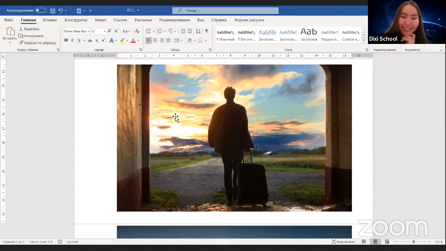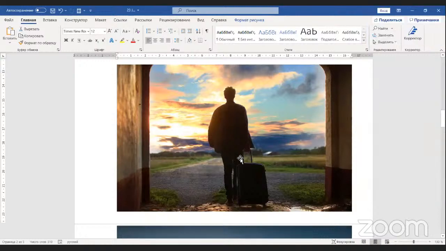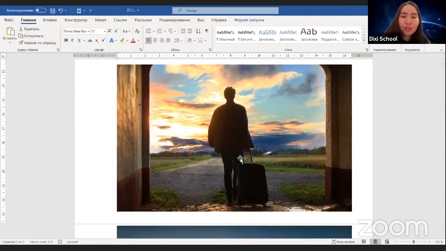So this is because your thoughts are quite messy. You're panicking. Don't do this, as I have mentioned before. Start with one thing. For example, the first thing you have noticed is this suitcase, right? Say like this: on the picture there is a man going away with his suitcase.